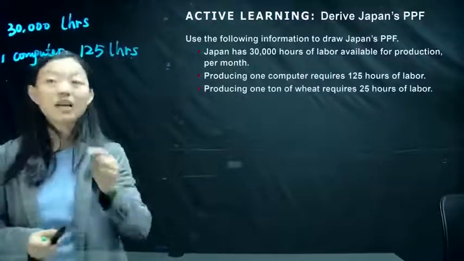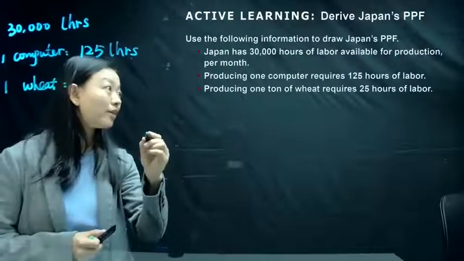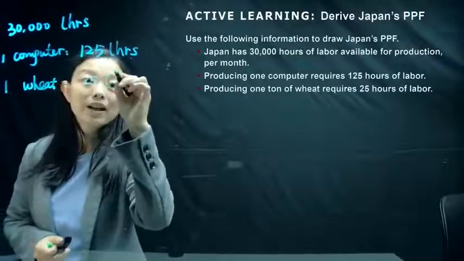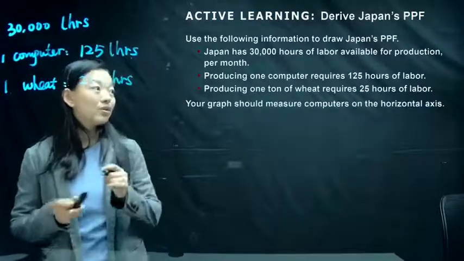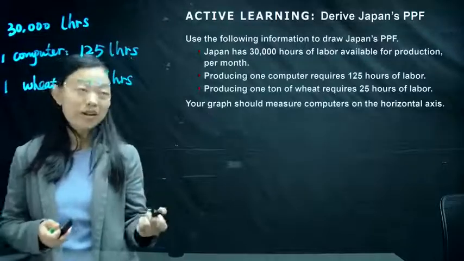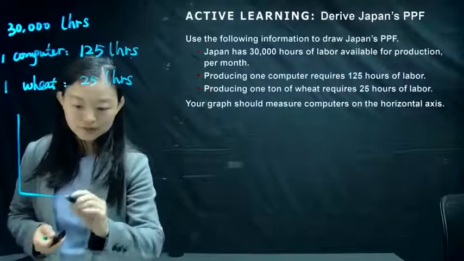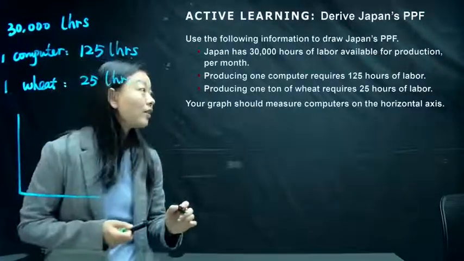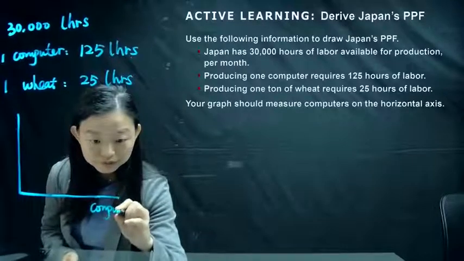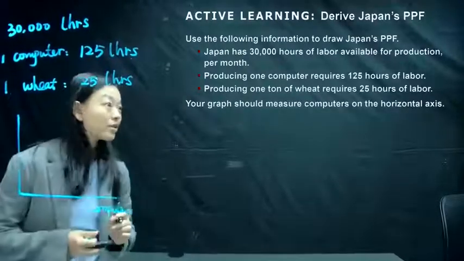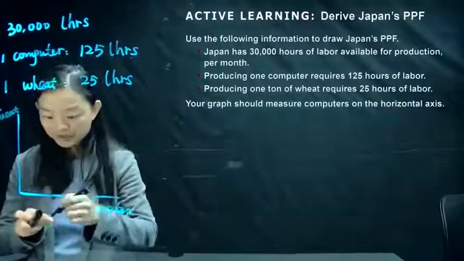And 1 ton of the weight, I just say one weight, okay? Actually, it's 1 ton of the weight require 25 labor hours. Then based on this, we can draw a PPF. For this question, it says, please put the computers on horizontal axis. So I put computers on horizontal axis, and then I will put weight on vertical axis, okay?